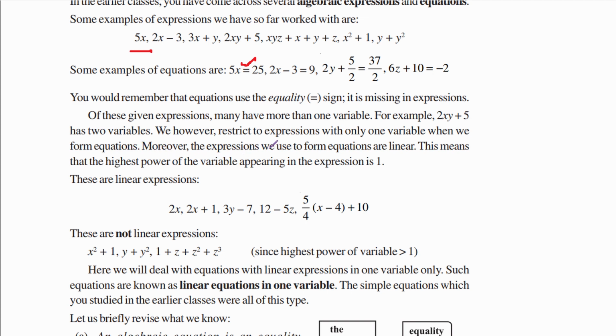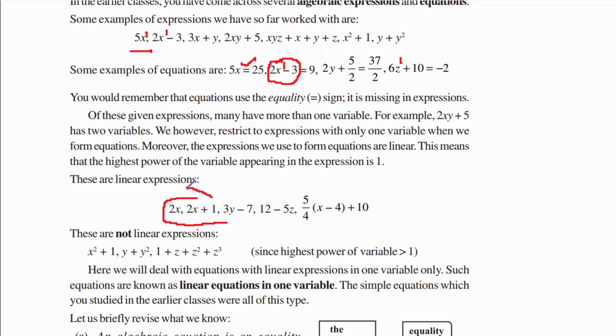Moreover, the expressions we use to form equations are linear. So if you watch here, 2x minus 3 means 2x raised to power 1 minus 3. Similarly, we have here 6 into z raised to power 1. Nothing written over the variable simply means power 1. So this means that the highest power of the variable appearing in the expression is 1. These are linear expressions. Why are they expressions? Now you have revised what we have learned in previous classes. They do not have the equality sign, therefore they are expressions.